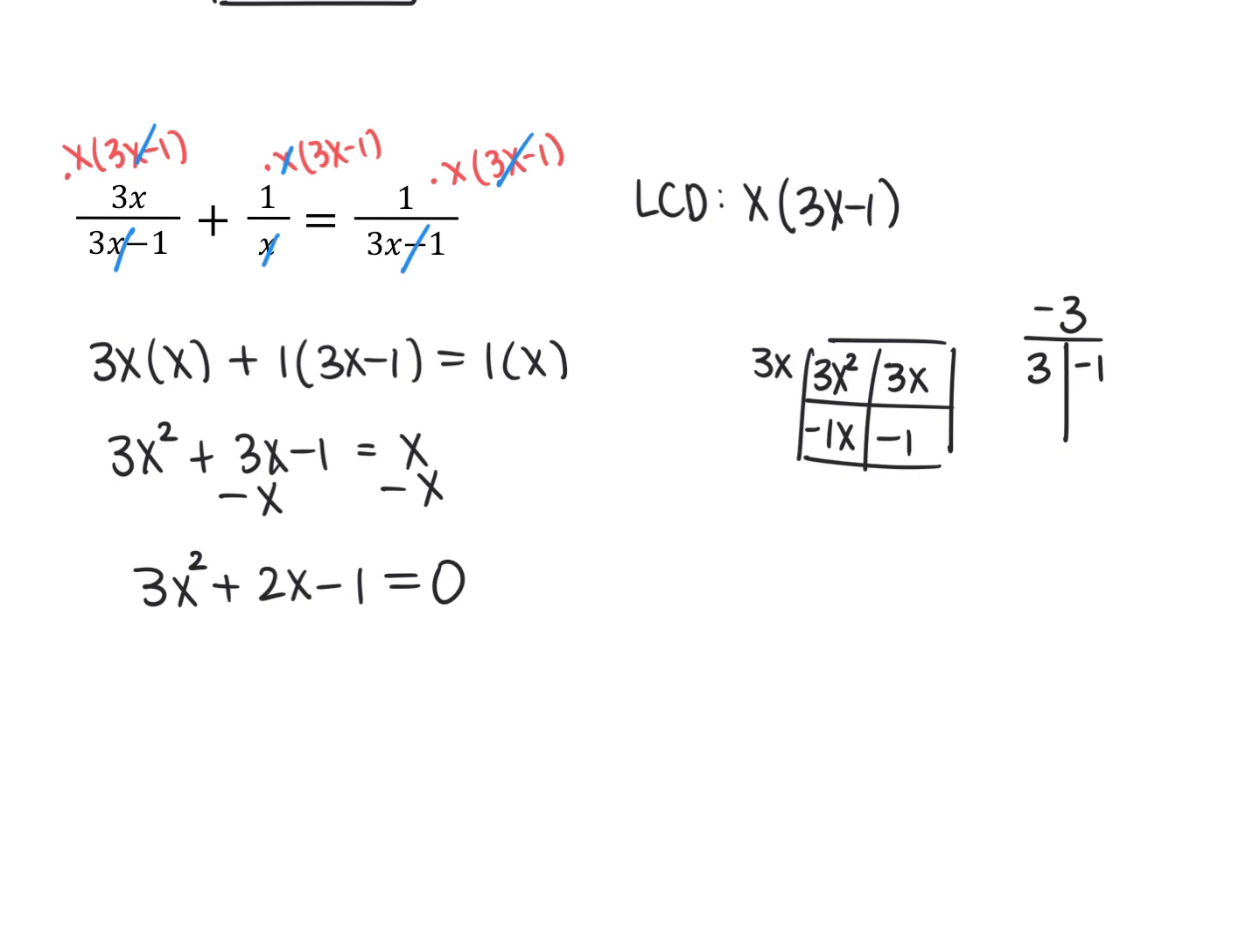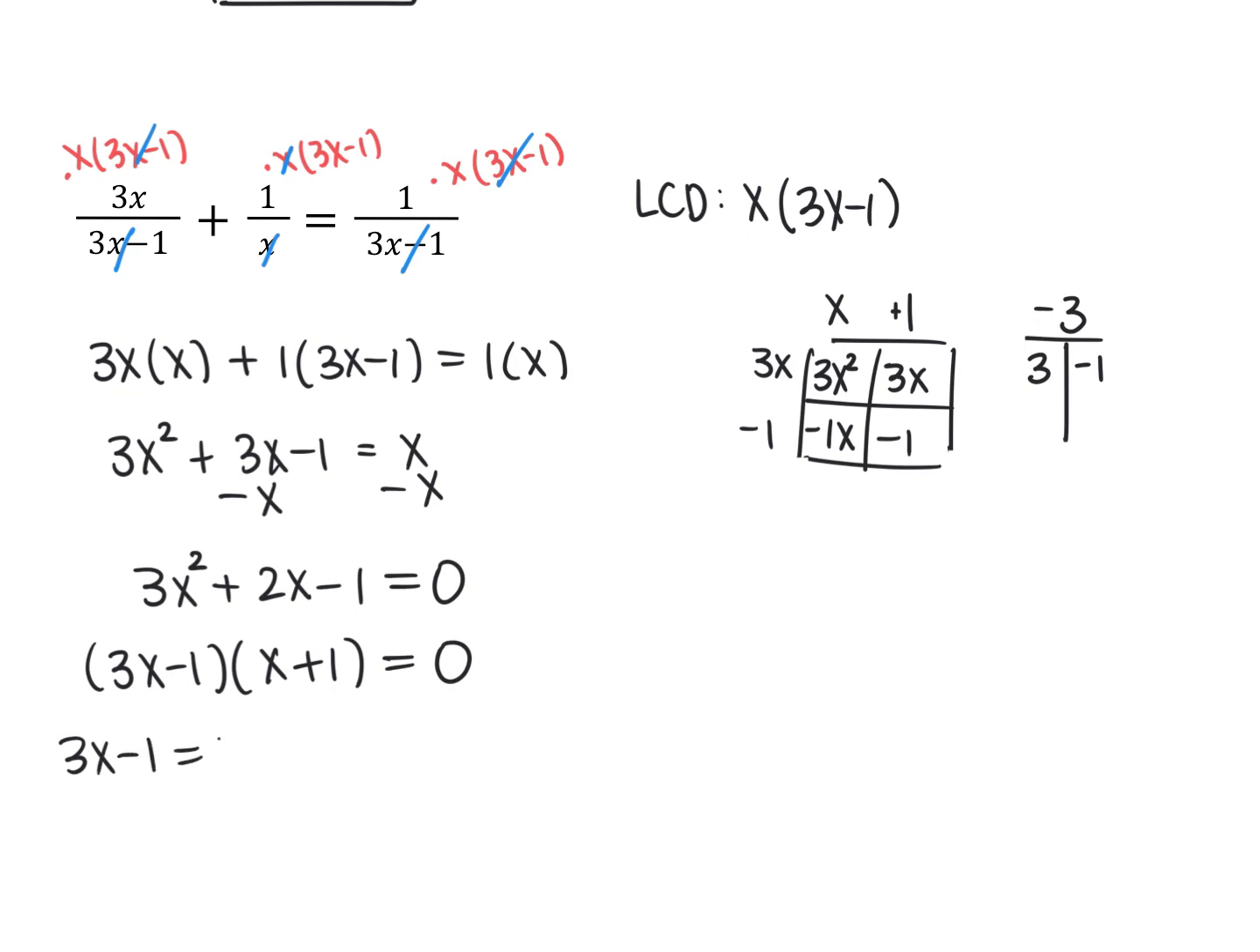So when I factor out a GCF from 3x squared and 3x, I get 3x. From negative 1x and negative 1, it's negative 1. 3x squared and negative 1x is just x. And 3x and negative 1 is just positive 1. So I have 3x minus 1 times x plus 1 equals 0. And I'm going to set both of those equal to 0 to solve for x.